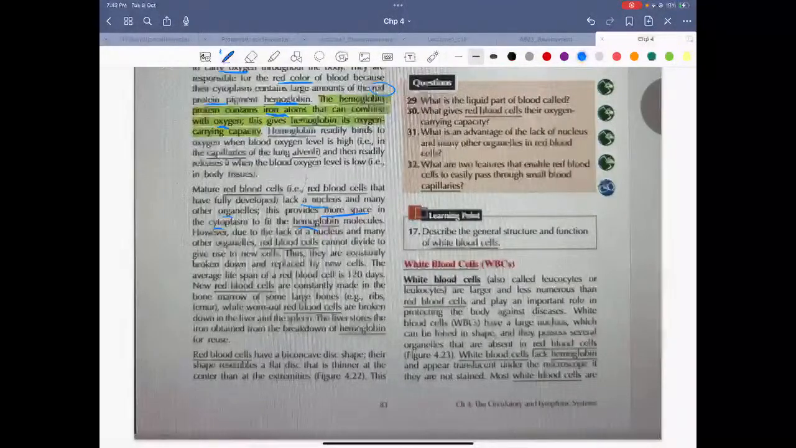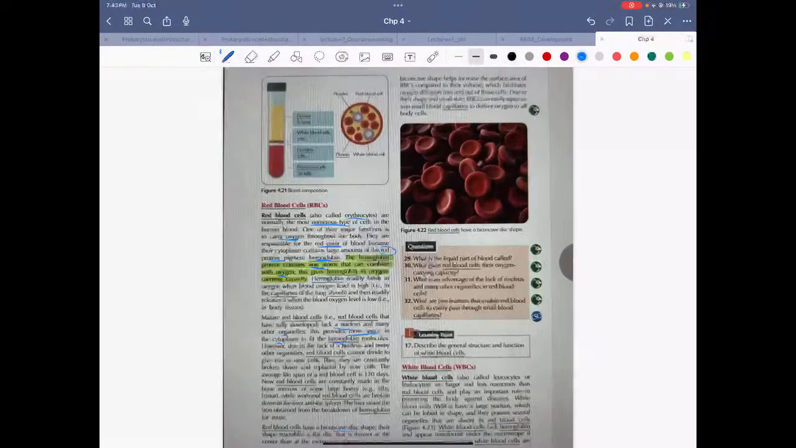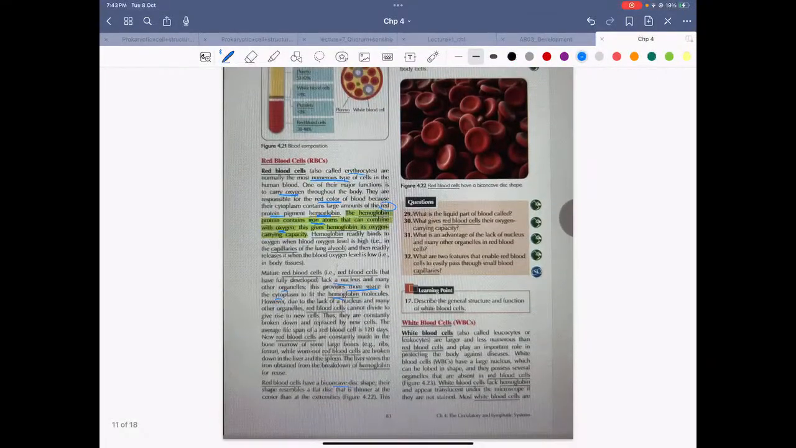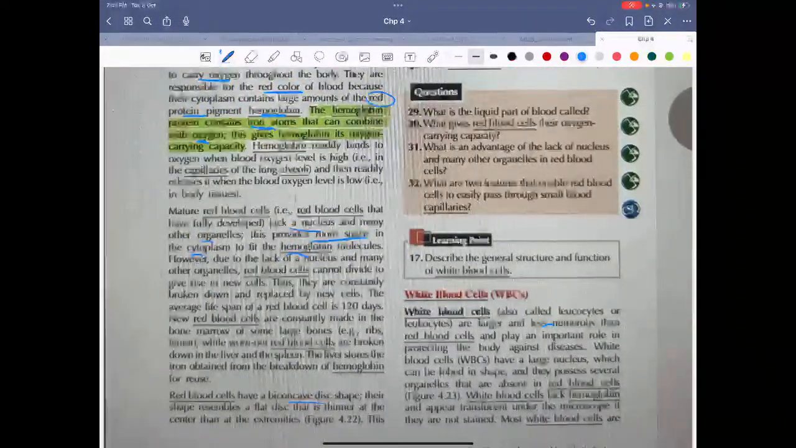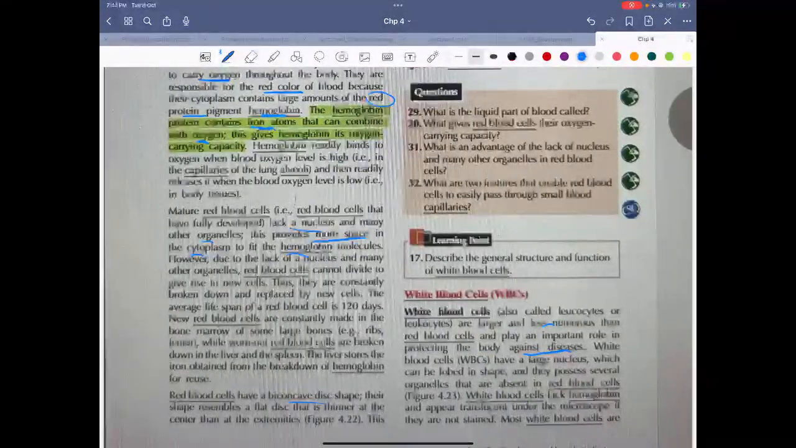So this is mainly it for red blood cells, and they also gave you the shape, which is a biconcave disc shape. Now let's look at white blood cells. We said the main function of white blood cells is what? To fight infection. They are larger than red blood cells, however less numerous, and they play an important role fighting against diseases. So they fight against infection.